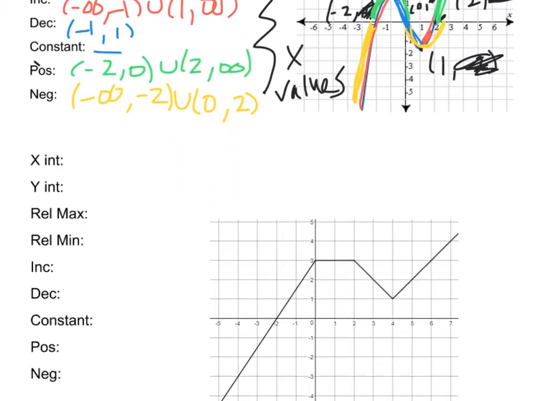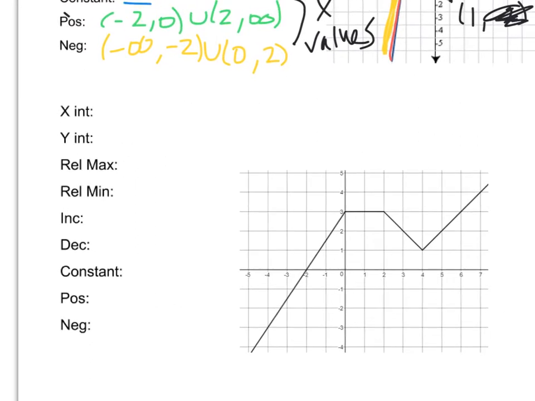So let's look at one more example. So x-intercept, I only have one. My x-intercept is at -2, 0. My y-intercept is at 0, 3. I don't have any relative maximums. Remember, a relative maximum means it's higher than the points to the left and to the right. I do, however, have a relative minimum. A relative minimum is lower than the points to both directions, so 4 and 1.